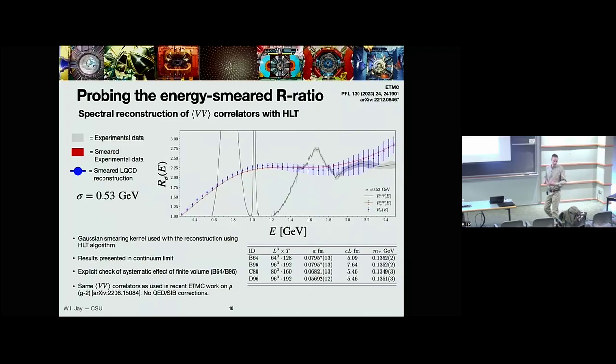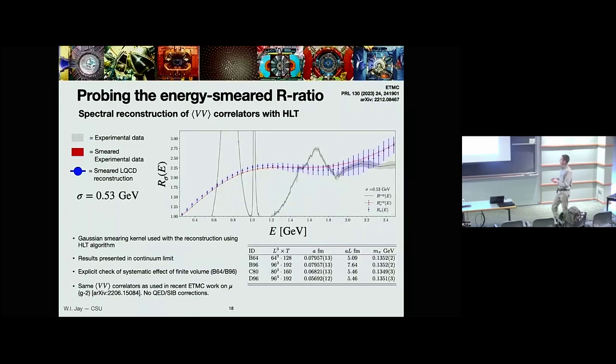And so if you apply the HLT algorithm, the result of their calculation in the continuum limit is given by the blue points. So a couple things should be said. First of all, it doesn't look too bad, right? Although the smearing width is rather large, so you can't really see the fine features manifest in the gray, it actually looks pretty good.